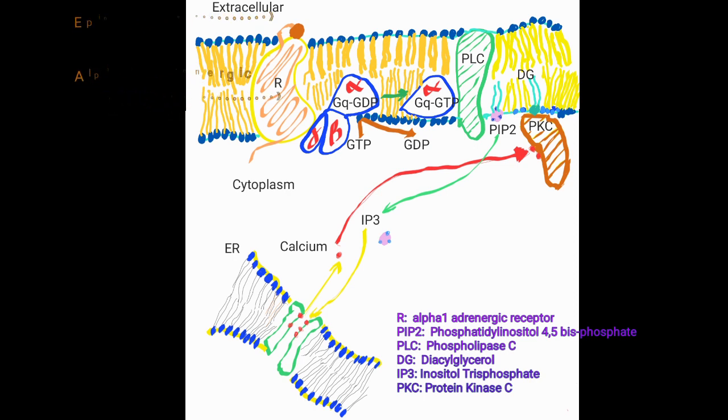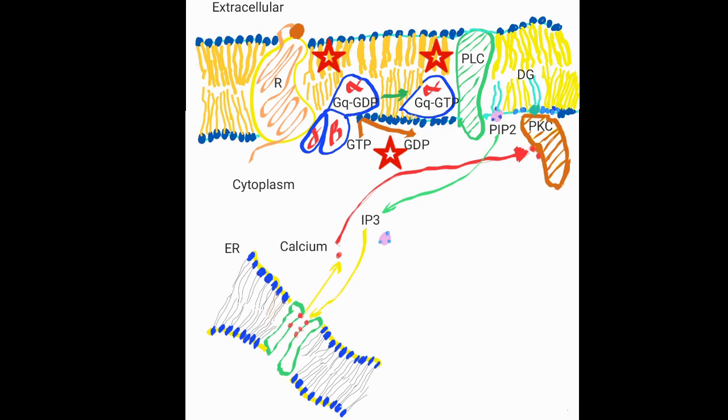The fourth important feature of the activation of phospholipase C is that receptor-mediated activation is mediated by the G protein alpha subunit designated GQ. When the alpha-1 adrenergic receptor is activated by epinephrine, it will activate the trimeric G protein GQ.